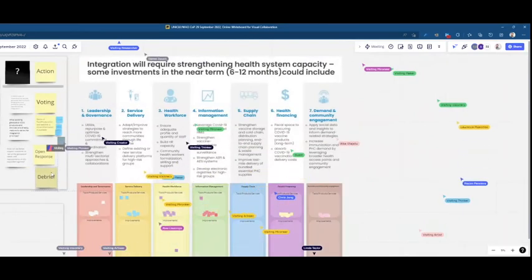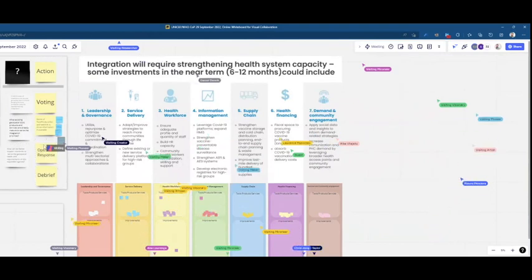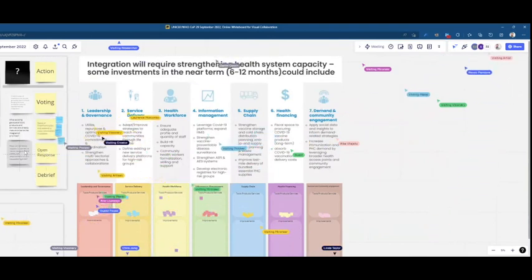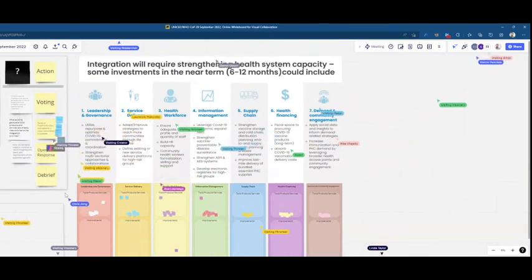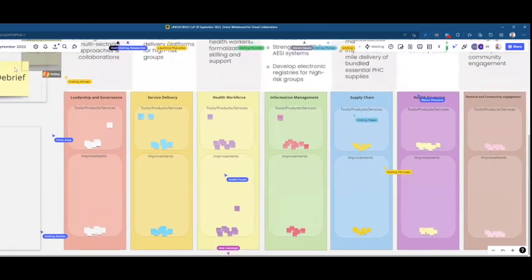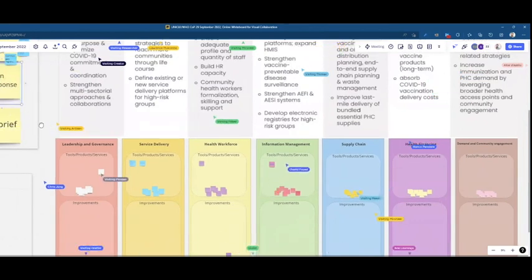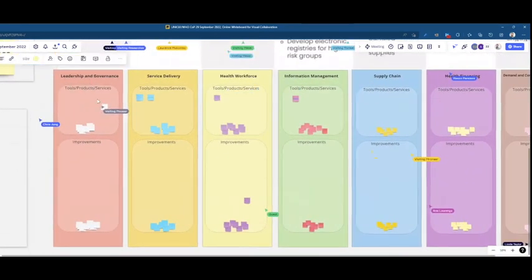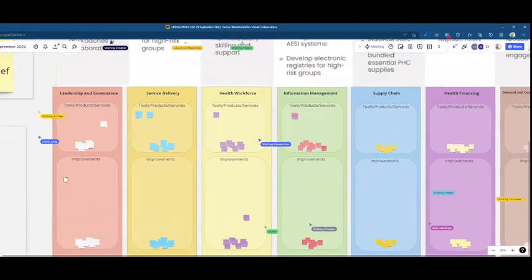Great, in this next activity, we're gonna open it up to two areas of input for participants. In any given section here, there are two boxes, one for tools and products and services, and another one for improvements. Please go in and where maybe you upvoted, give some information about a tool, product, or service that you're aware of.